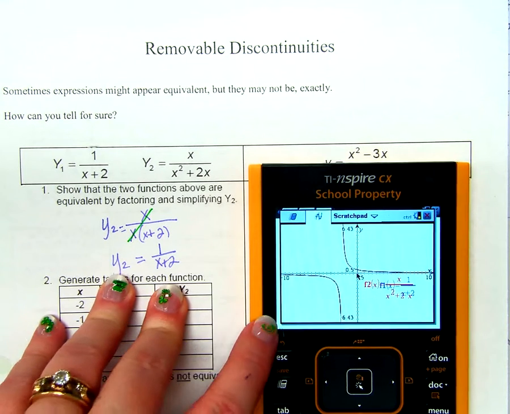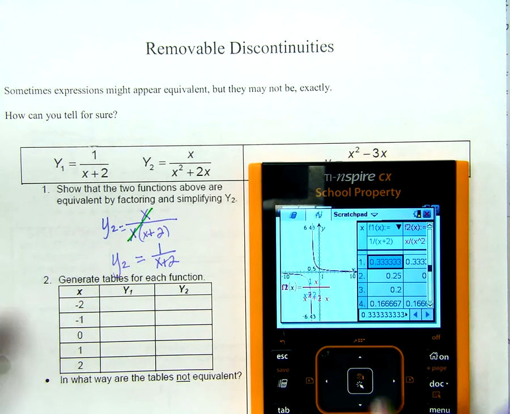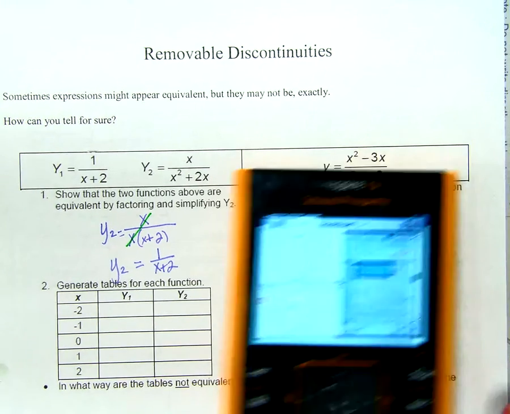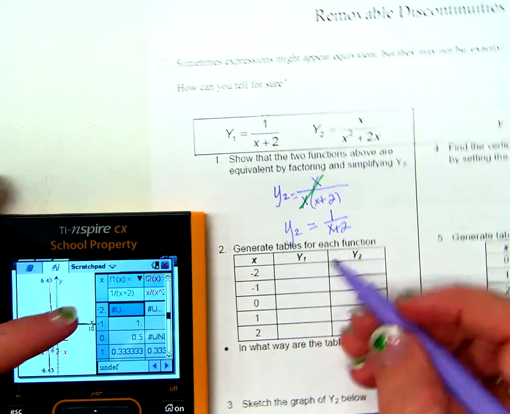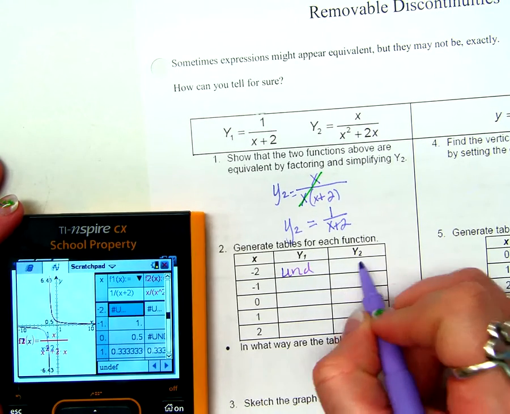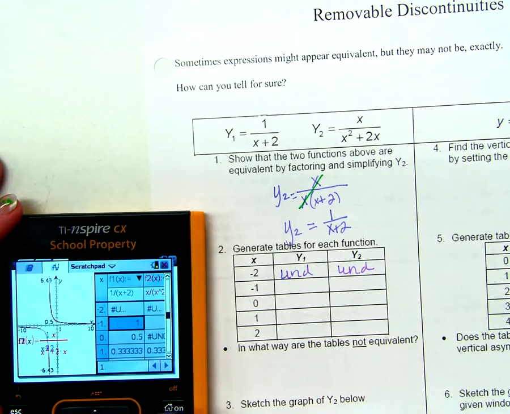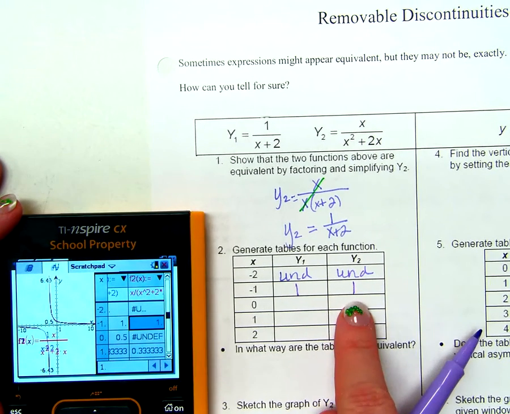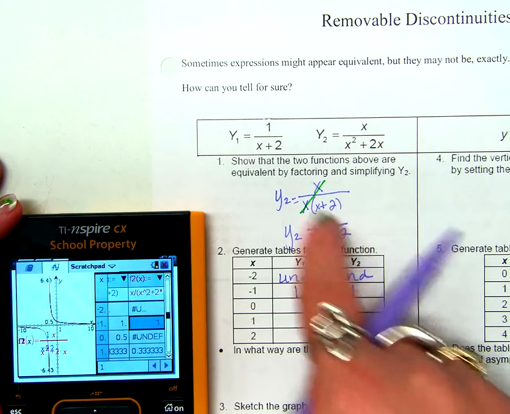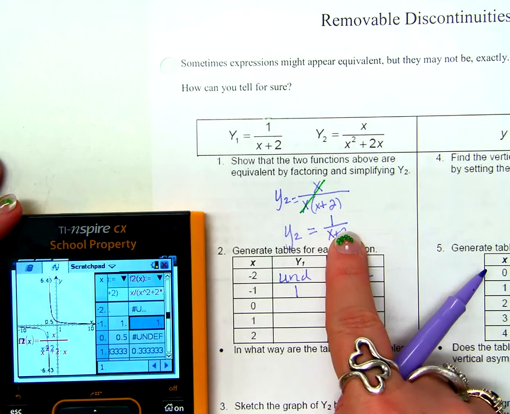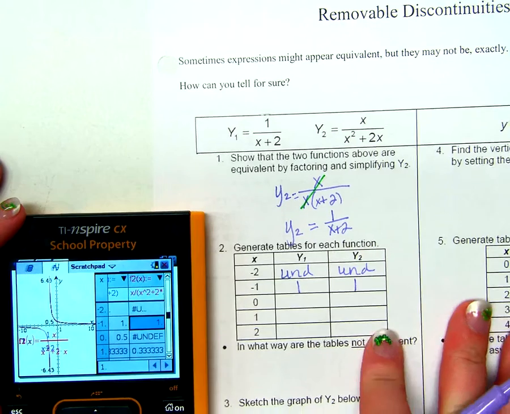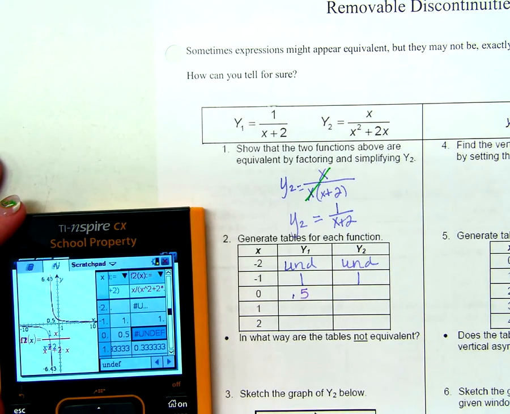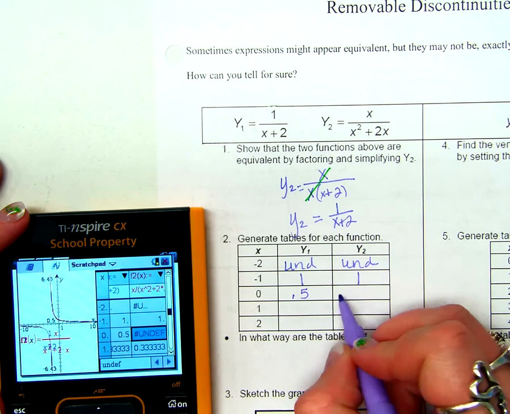Okay, so now I need to look at the table, so I'm going to press Control T. And I need to look for negative 2, negative 1, 0, 1, and 2. Okay? Excuse me. So for negative 2, I get undefined and undefined. For negative 1, I get 1 and 1. Wait, should I be getting the same thing? What did we just say right here? That those two are equivalent, right? So I should be getting the same thing in my table. Right? So 0, I get 0.5 and undefined.